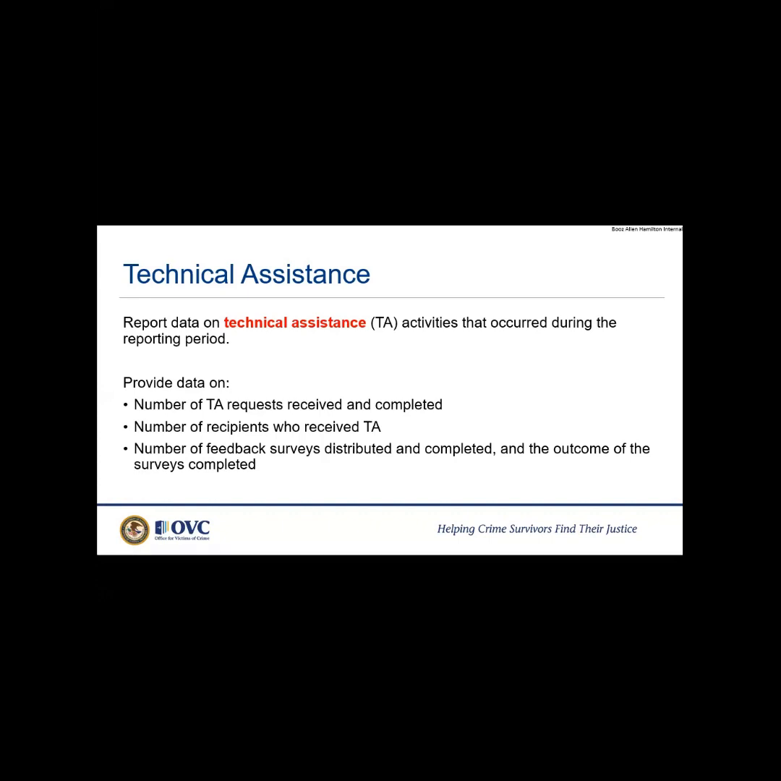It could be just one recipient that received a TA request or assistance, or it could be multiple ones that received assistance based on one request that was completed. So the number should be greater than or equal to the number for TA requests received and completed. And I wish that we had this formula of what I just described on the screen here to help you better understand it, but we can definitely look at it a little bit more during the Q&A time.